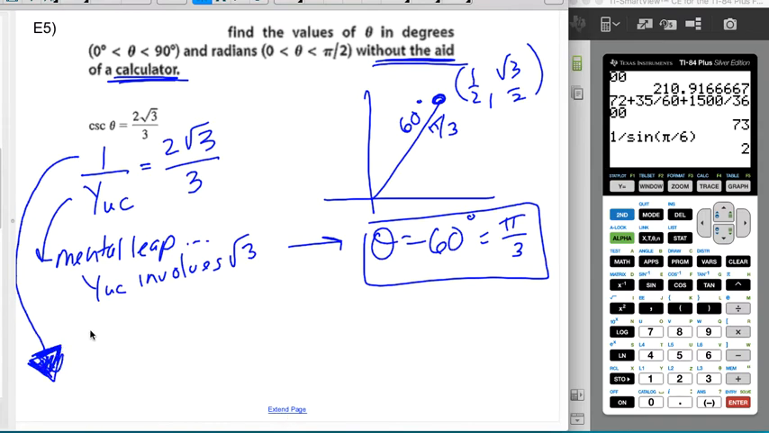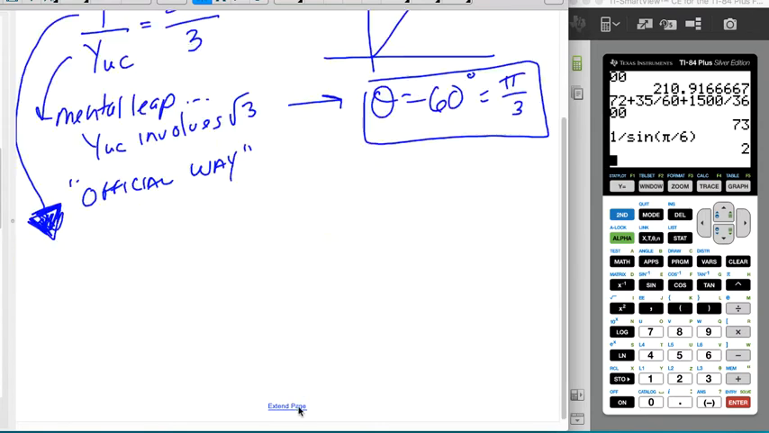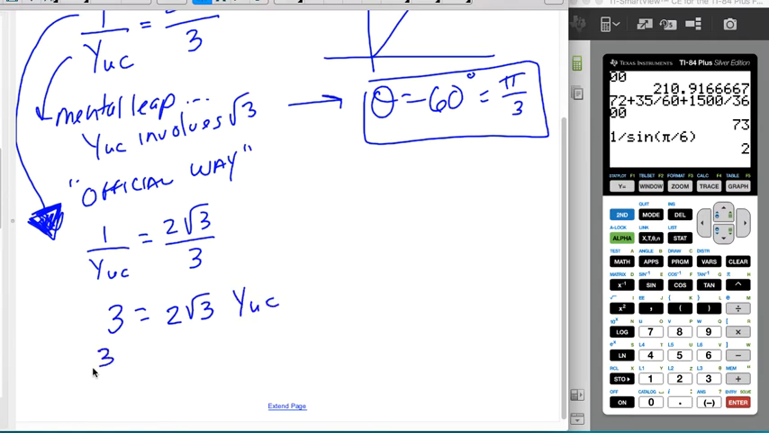So if you were going to do it the official way, I guess, I mean, there's not really an official way, right? The job is to get to the right answer, and if you get there by using a mental leap, then cool. But if you were going to do it the official way, what I would probably do is solve this thing for y, right? I'd cross multiply and get that 3 equals 2 √3 times y on the unit circle. 3 over 2 √3 is the y on the unit circle, and then I would need to rationalize, right?